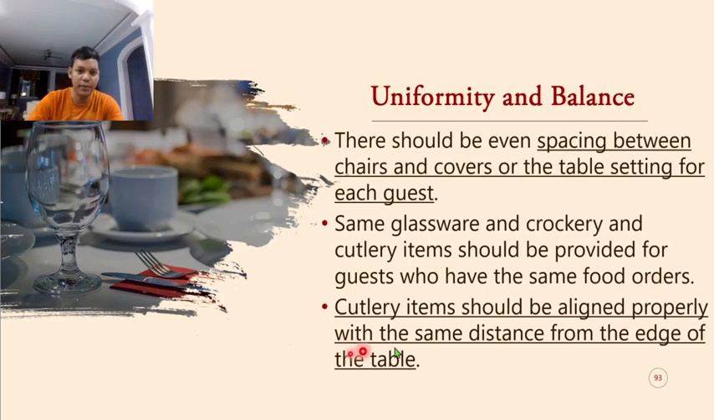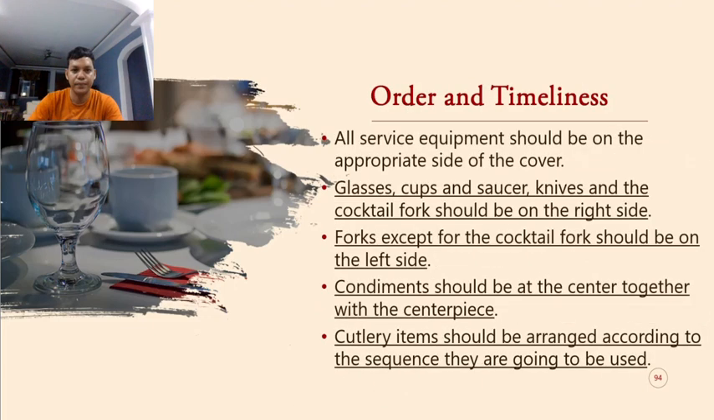Next, cutlery items should be aligned properly with the same distance from the edge of the table. So we need to check also. We need to have the proper measurement. Usually, there is a 1 inch gap between the handle of the cutlery and the edge of the table. Now, in terms of order and timeliness, all service equipment should be on the appropriate side of the cover.